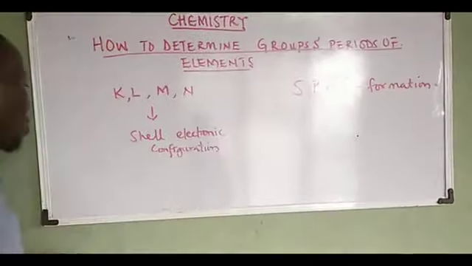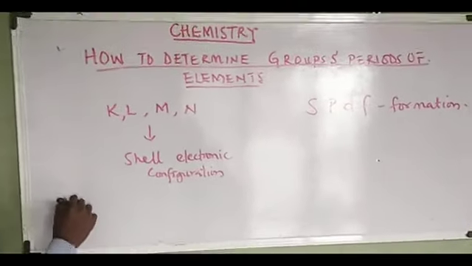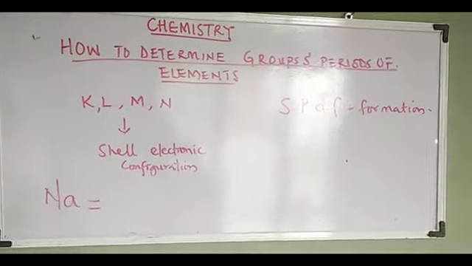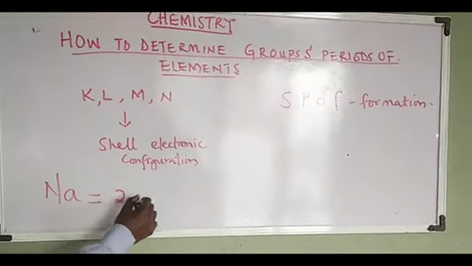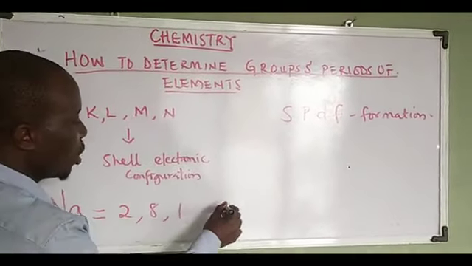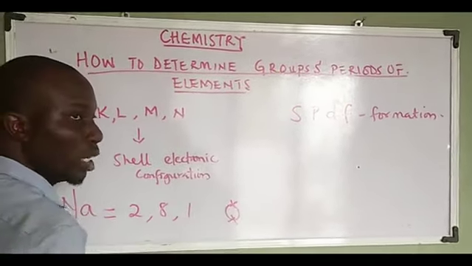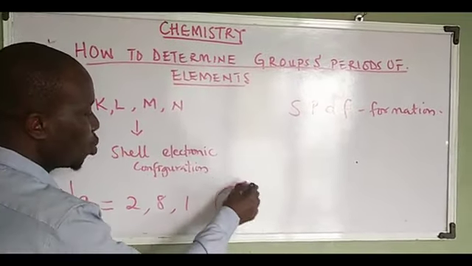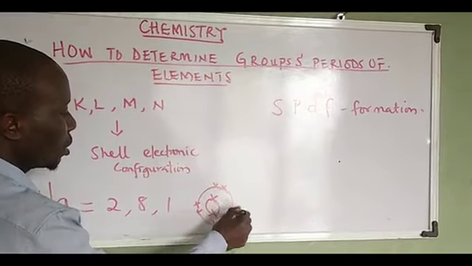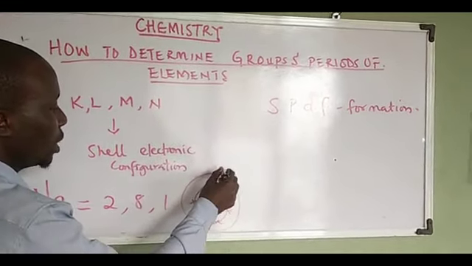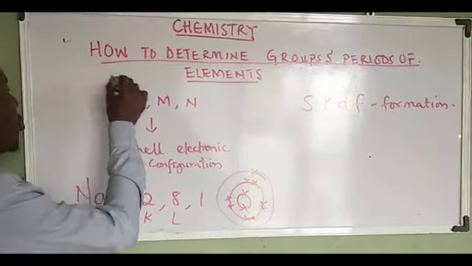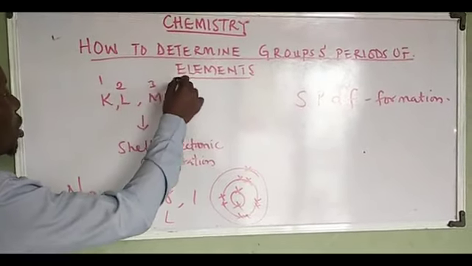So, for instance, if I want to write the electronic configuration of sodium in KLMN format, it is going to be 2, 8, 1. Meaning that 2 electrons will be in the first shell, 8 electrons will be in the second shell, then 1 electron will be in the third shell. KLMN: this is the first, the second, the third, the fourth.